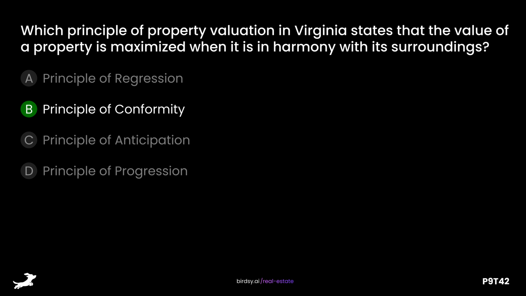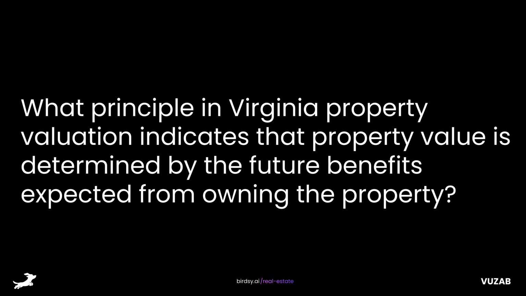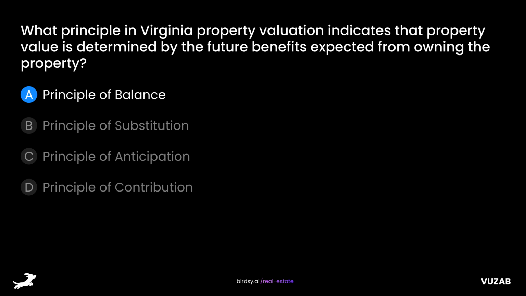The answer is B, principle of conformity. The principle of conformity suggests that a property reaches its highest value when it fits well with the surrounding properties, maintaining a consistent and harmonious environment. What principle in Virginia property valuation indicates that property value is determined by the future benefits expected from owning the property? Is it A, principle of balance, B, principle of substitution, C, principle of anticipation, or D, principle of contribution?